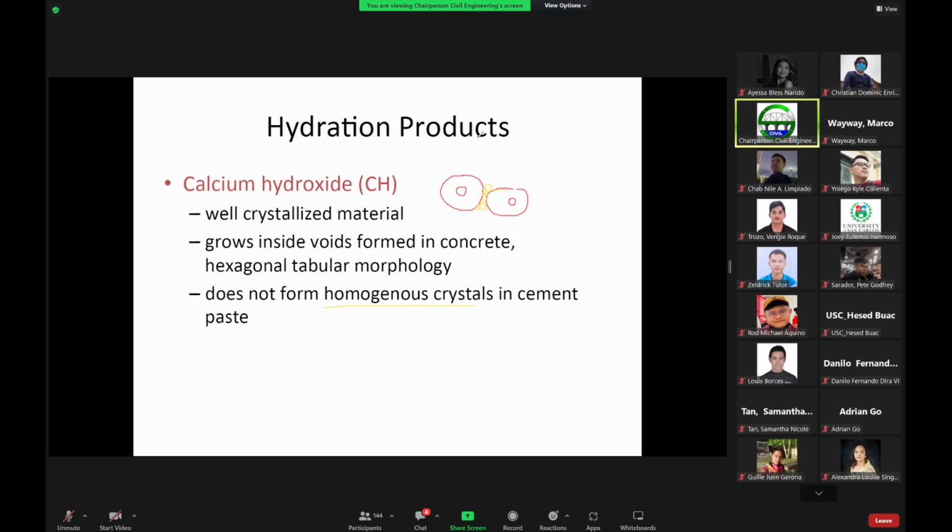So this hydration product, your CH, is what makes your concrete strongly alkaline. So inside the solution, your CH will give a pH more than 12. So this is responsible for the protection of your steel rebars from corrosion in reinforced concrete. And it is also this hydration product that will slow down acid attack in concrete.